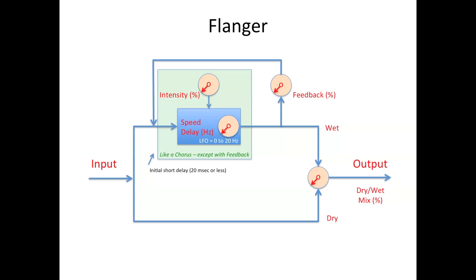The flanger effect is like a chorus effect with the addition, however, of feedback and a shorter initial delay. So it might be like 20 milliseconds as opposed to 40 milliseconds. While you can set the flanger to sound very much like a chorus, that is with no feedback, the flanger's feedback loop increases the intensity of the flanger sound and creates a distinct underwater and whoosh sound.